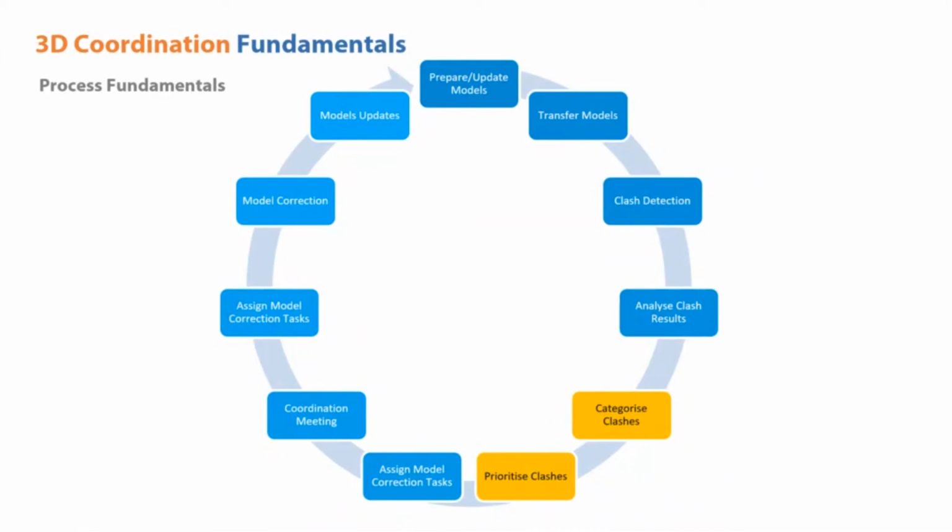Then assign model correction tasks due to the modeling mistakes. Then setting coordination meetings to discuss the real coordination issues, and assign model correction tasks according to the model coordination meeting outputs, then model correction done by the project team, and finally it will reach again a second set of preparation of the updated models for the next set of clash tests and further on.